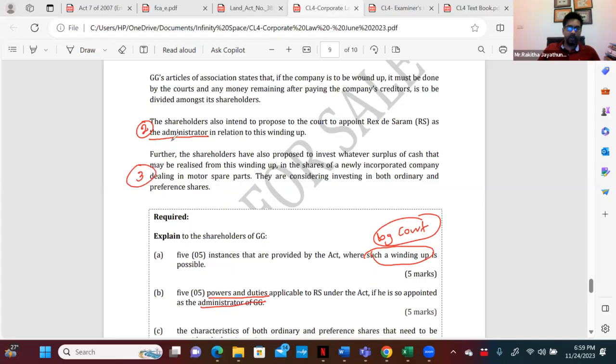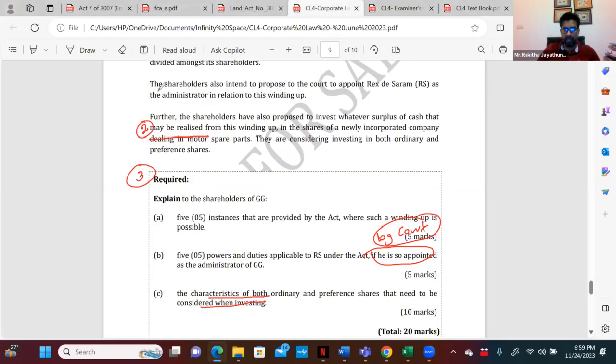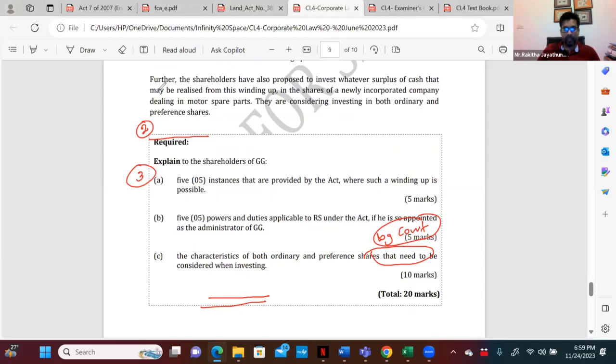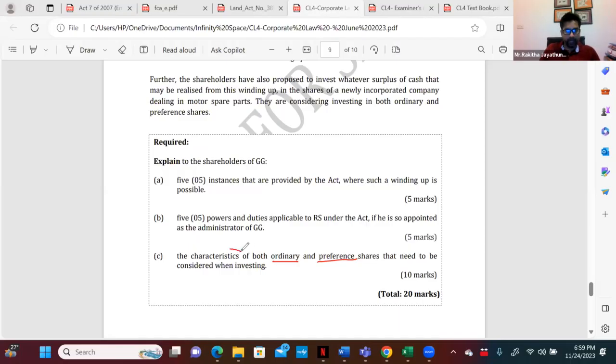Third question is based on this paragraph. That is investing in both ordinary shares. What do you have to explain there? The characteristics of both ordinary and preference shares. Your examiner has said most of the students have failed to explain the characteristics.